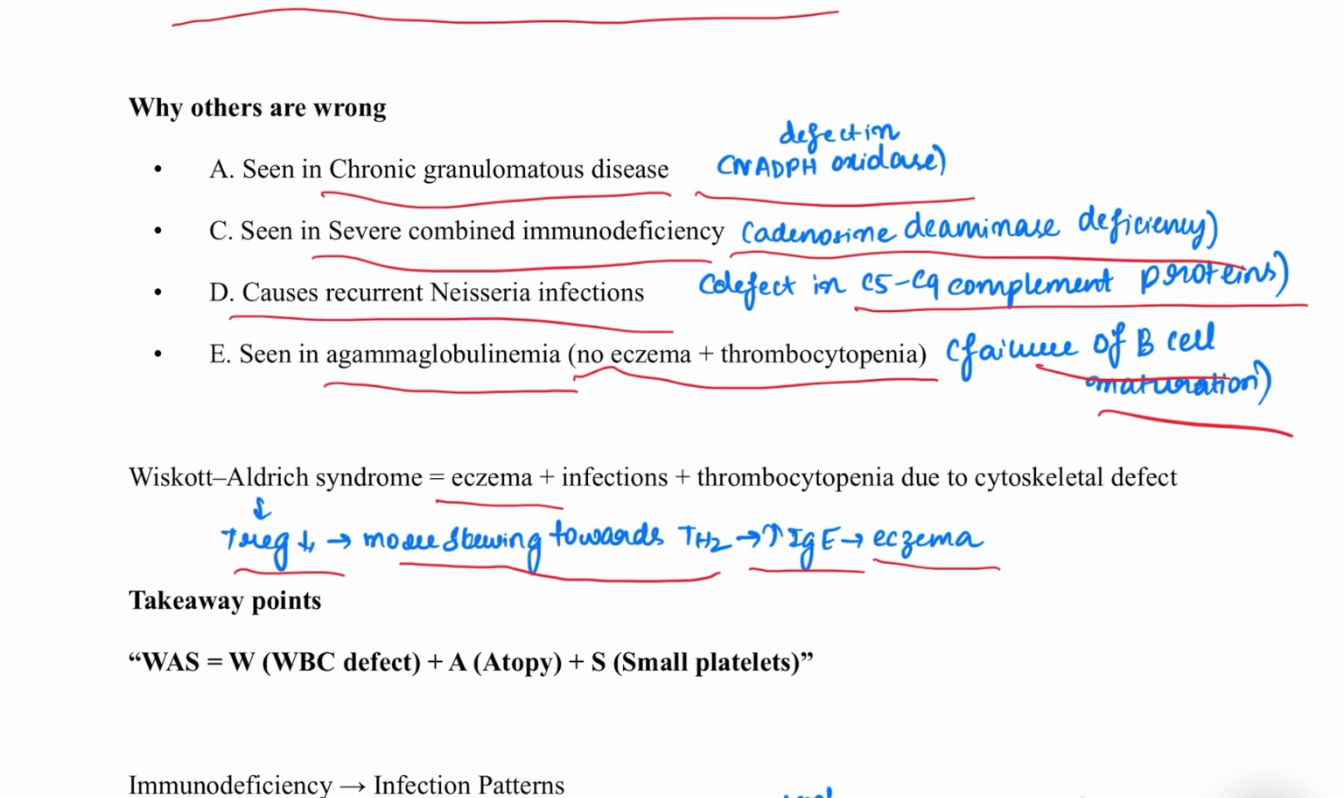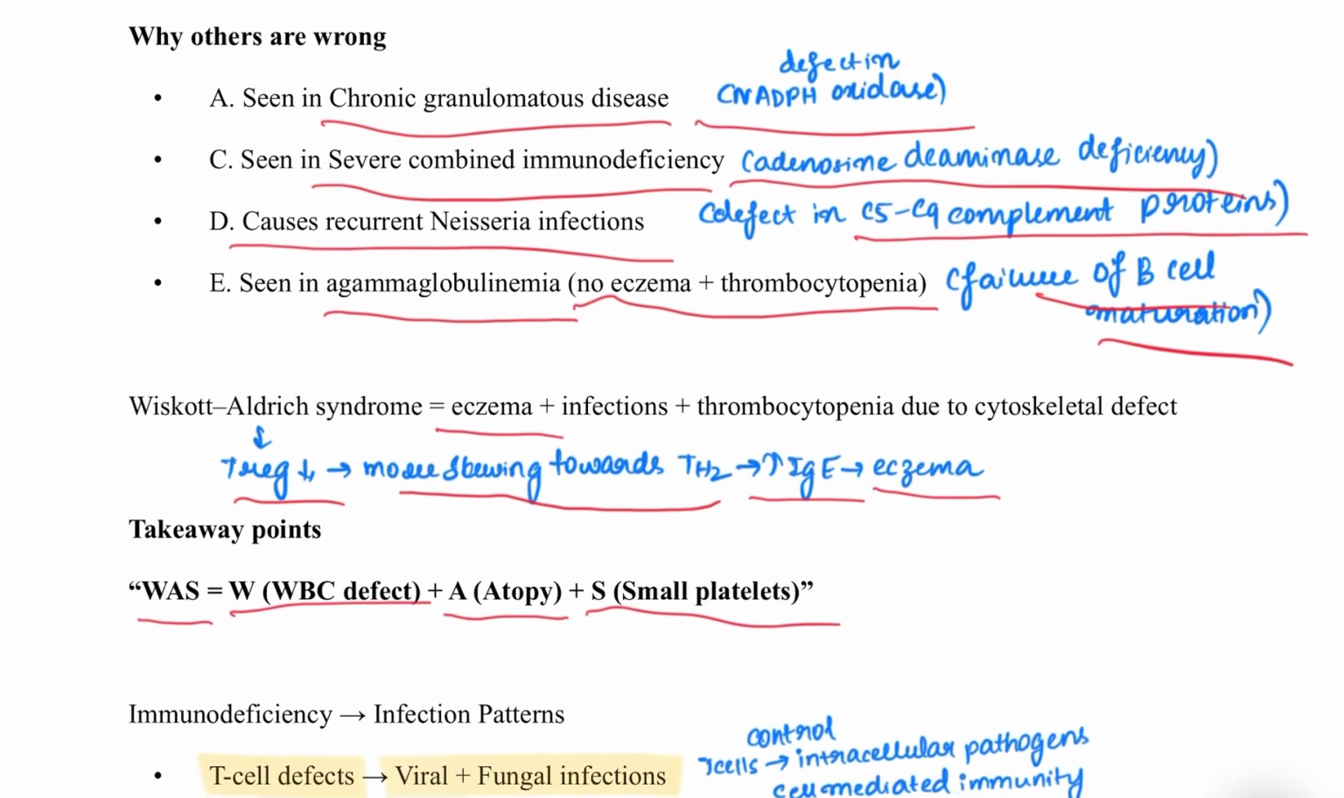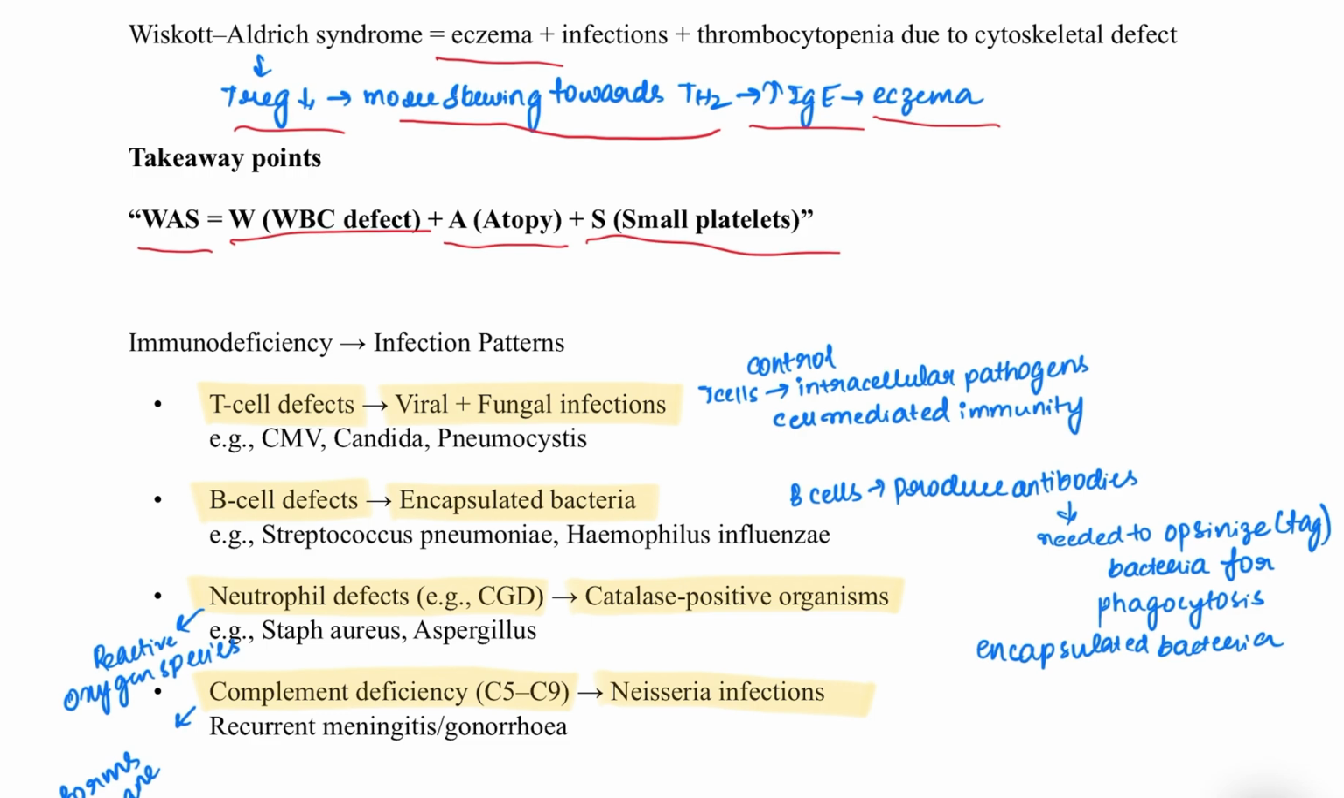So the takeaway points will be, we can remember WAS by W for WBC defect, A for atopy, and S for small platelets, which causes thrombocytopenia because these will be removed in the spleen. So other important points we can remember is immunodeficiency with infectious patterns. If there is a T cell defect, the T cell actually helps in cell mediated immunity, and it mainly controls the intracellular pathogens.